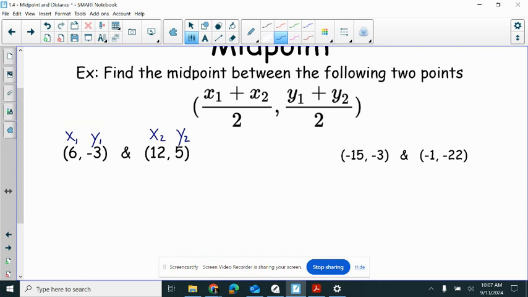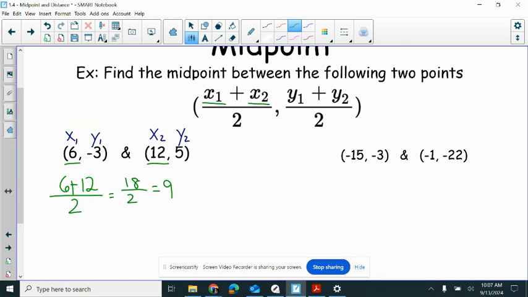So all we have to do now is plug in those numbers into my formula. So we're going to do 2 separate calculations. Let's do the x's first. So I'm going to do 6 plus 12, x1 plus x2. So when you're evaluating this, you have to do the addition before you divide. So I'm going to do 6 plus 12, that's 18. 18 divided by 2 equals 9.